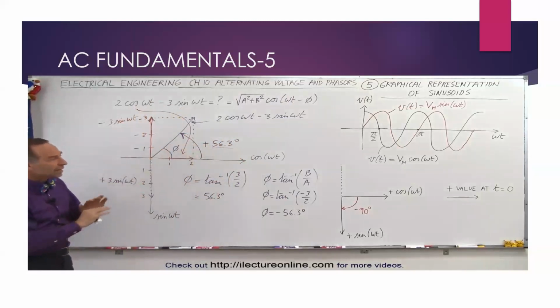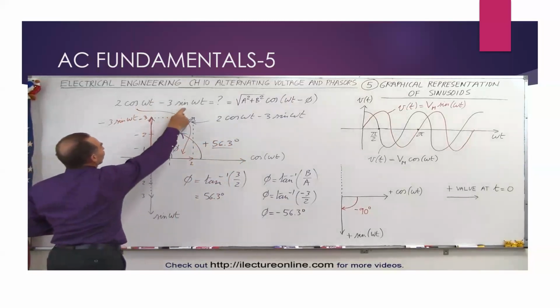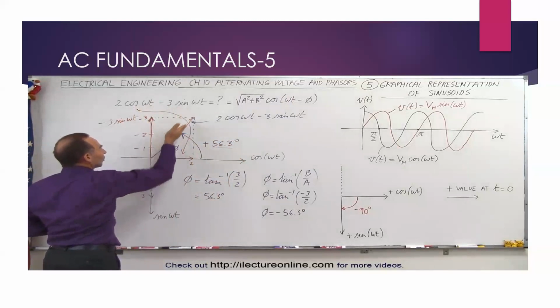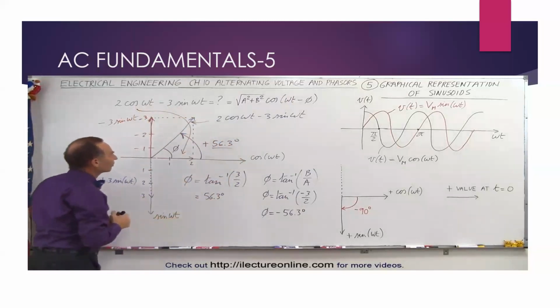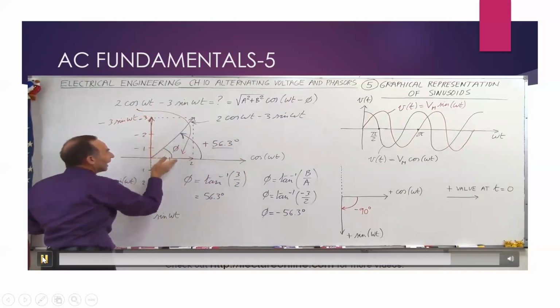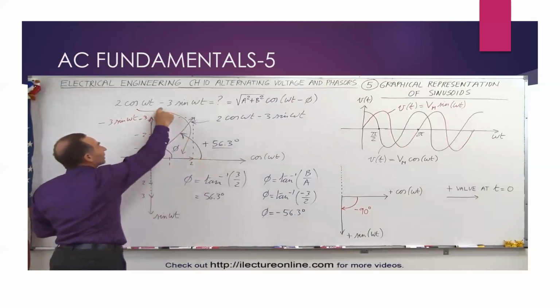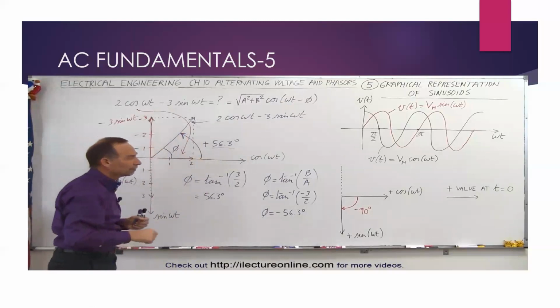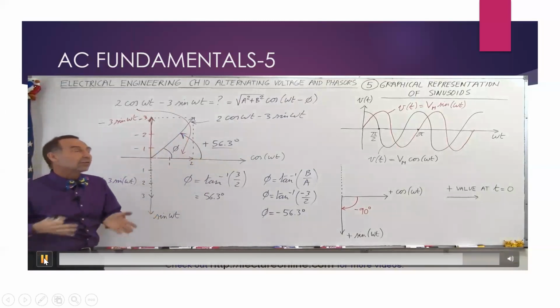So this is what we mean by a graphical representation. When we subtract this from that, you get a result here that has an amplitude of about, I think it was about 3.6 if I remember right, and a phase angle of 56.3 degrees ahead of the cosine function, since we're subtracting the sine function, which normally points downward. That's our initial introduction to the graphical representation of sinusoids, which will lead us.